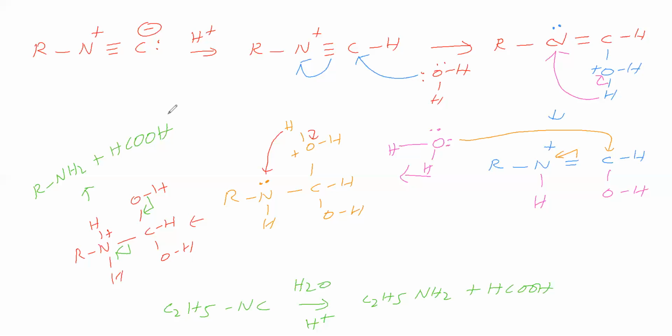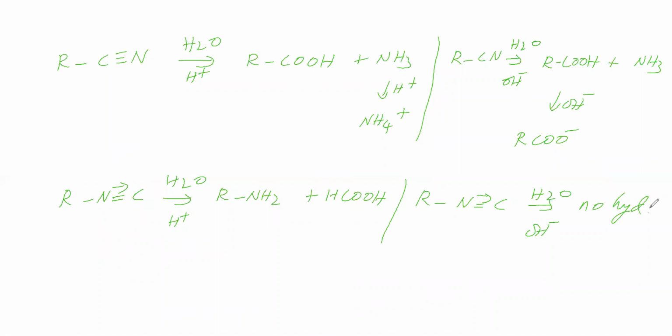Sir, what about hydrolysis in basic medium? Basic medium means OH minus. OH minus can attack this, but the product is RNH2, so oxygen should not attack N. Therefore, we can say that the product indicates that it is not undergoing hydrolysis in basic medium. So in basic medium, no hydrolysis. So isocyanide does not undergo hydrolysis in basic medium, whereas cyanide undergoes hydrolysis in acidic medium as well as in basic medium. But isocyanide undergoes hydrolysis in acidic medium, but not in basic medium.